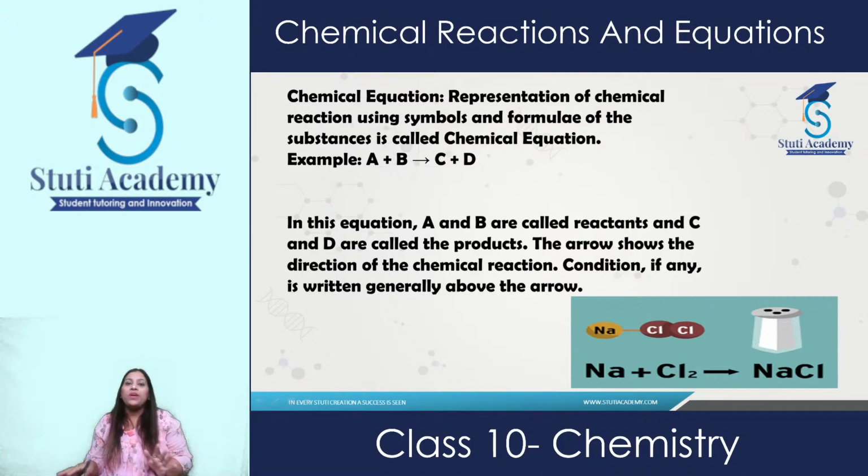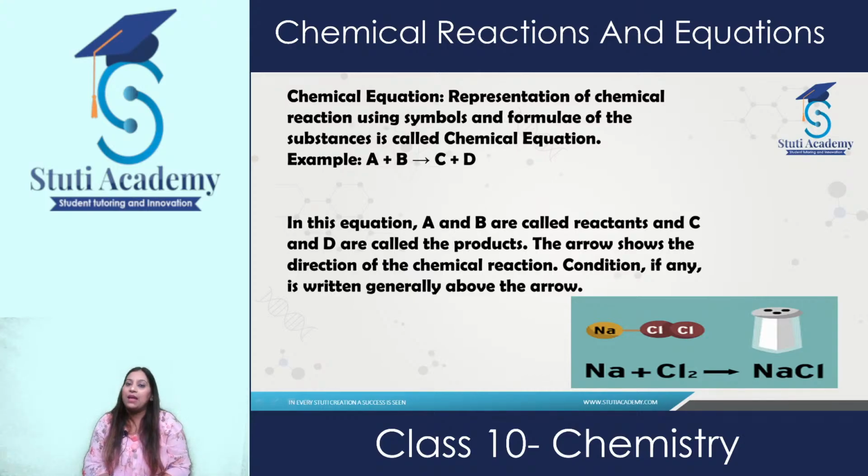Now, there are so many chemical reactions that take place. For example, when iron reacts with oxygen, it results in the formation of iron oxide, which is rust. When carbon reacts with oxygen, it results in the formation of carbon dioxide gas. The property of carbon dioxide is entirely different from that of carbon and oxygen. Similarly, when hydrogen reacts with oxygen, it results in the formation of water, which has entirely different properties from hydrogen and oxygen.